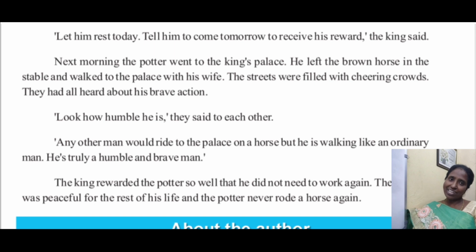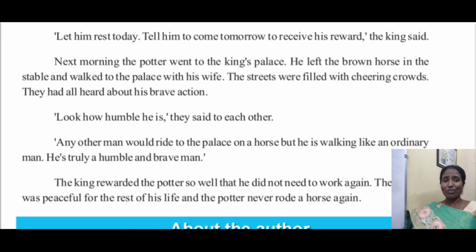Next morning, the potter went to the king's palace. He left the brown horse in the stable and walked to the palace with his wife. So next day, as the king had told, he went to the palace by walk. He didn't go on the horse. Generally, when generals go, they go on the elephant or on the horse. All the people praise them. Like that it happens. But he was going by walk.